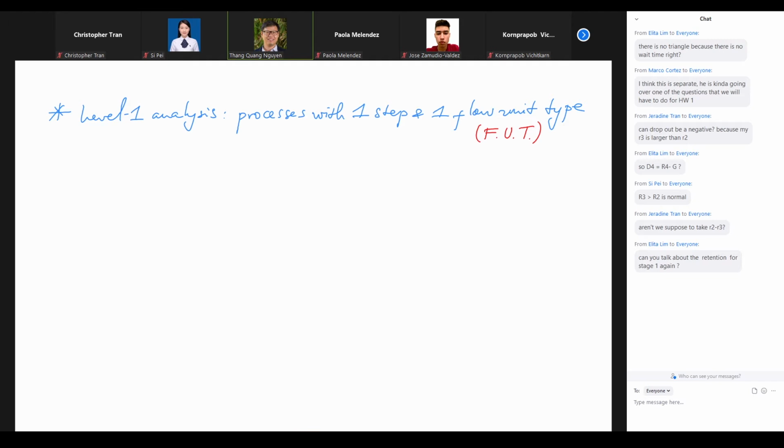So the very first concept that we learn here is called the processing time of a resource. The processing time of a resource is how long it takes the resource to process one flow unit through.